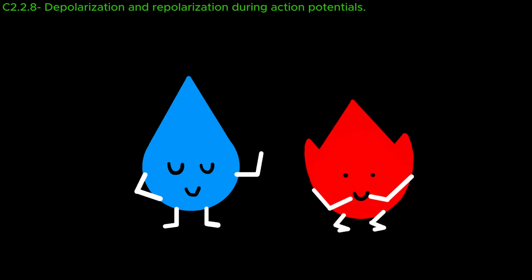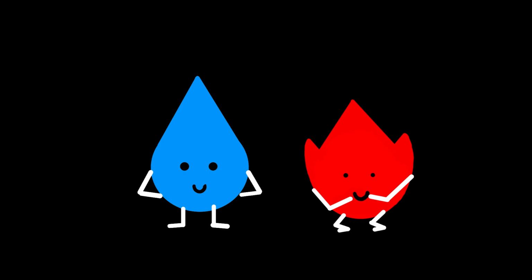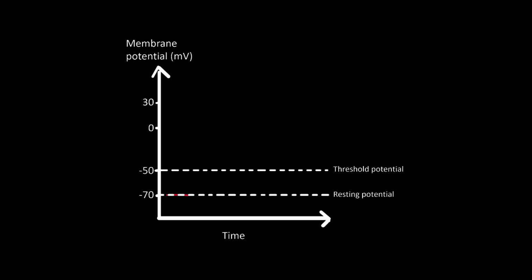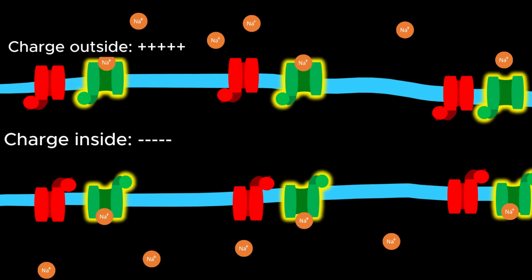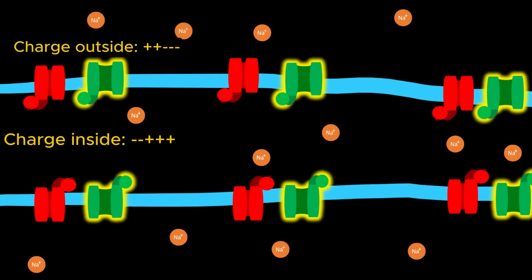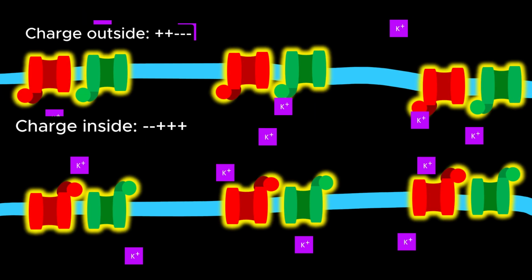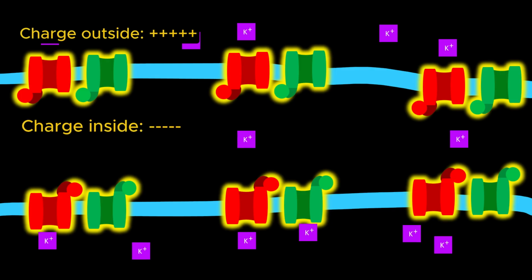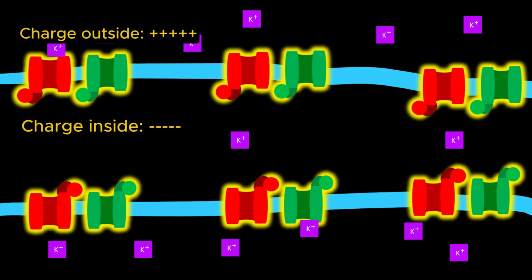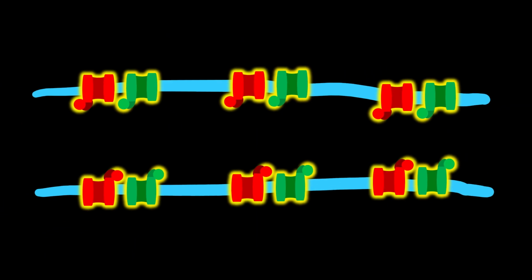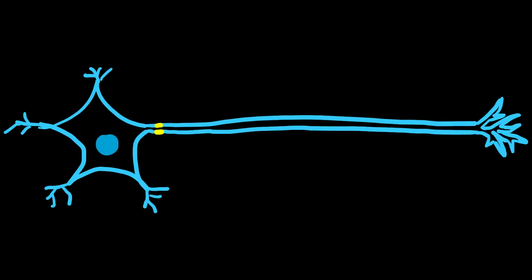What's an action potential? It's a specific change in membrane potential. During an action potential, sodium ion channels open, causing depolarization, meaning the membrane potential gets closer to zero. Then, potassium ion channels open, causing repolarization, meaning the membrane potential gets further away from zero. This only occurs in one specific region of the neuron though.